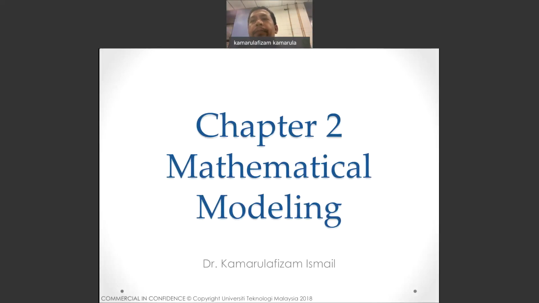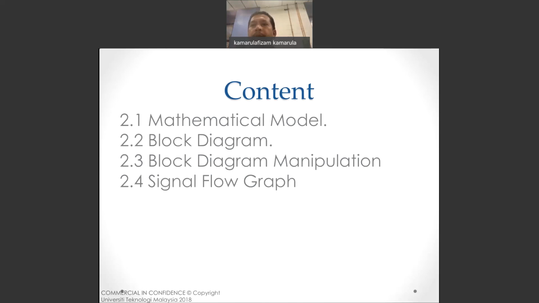This is Control Engineering Chapter 2. Now we are looking at the mathematical modeling. As you may have seen in Lecture 1, mathematical modeling is part of the design process in any control system.